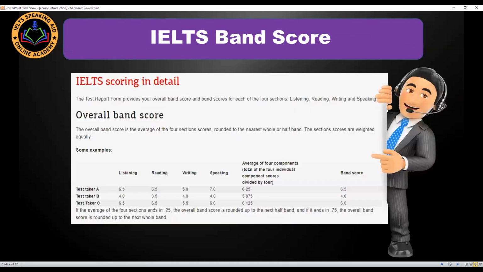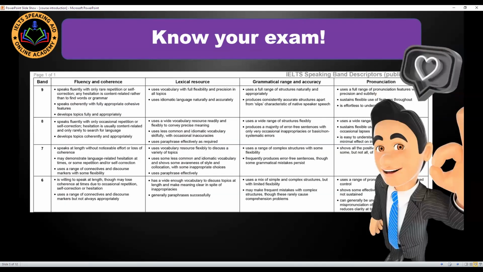Let's see. Now we are talking about the IELTS speaking test as well as the IELTS exam. First thing is band score. If you are a person who has already referred to a lot of course materials, or who has already faced the IELTS exam before, then this is not a new thing to you. You know, your overall band score comes as the average of four sections: listening, reading, writing, and speaking. So the average band score will be your overall band score.